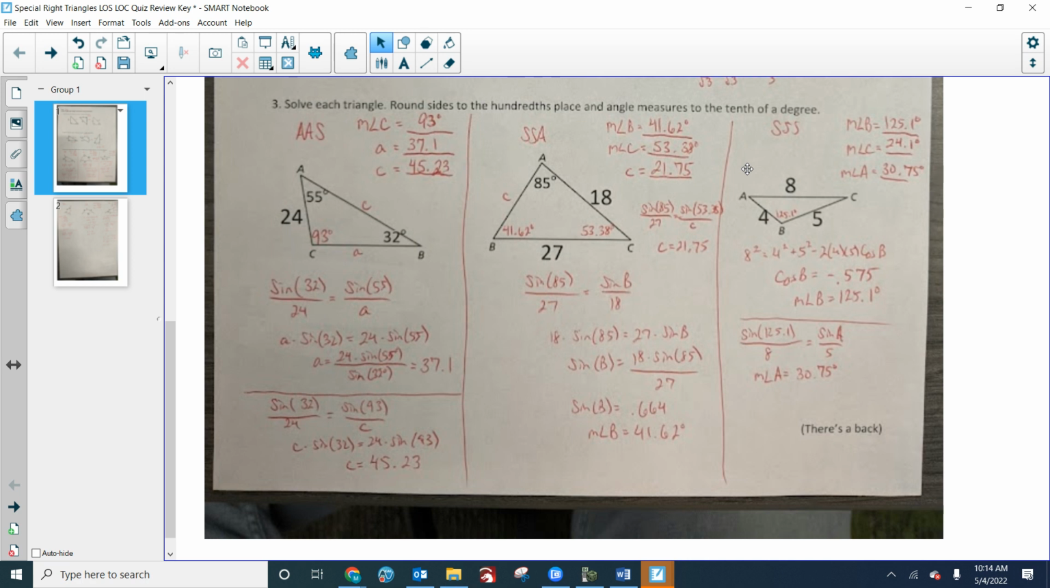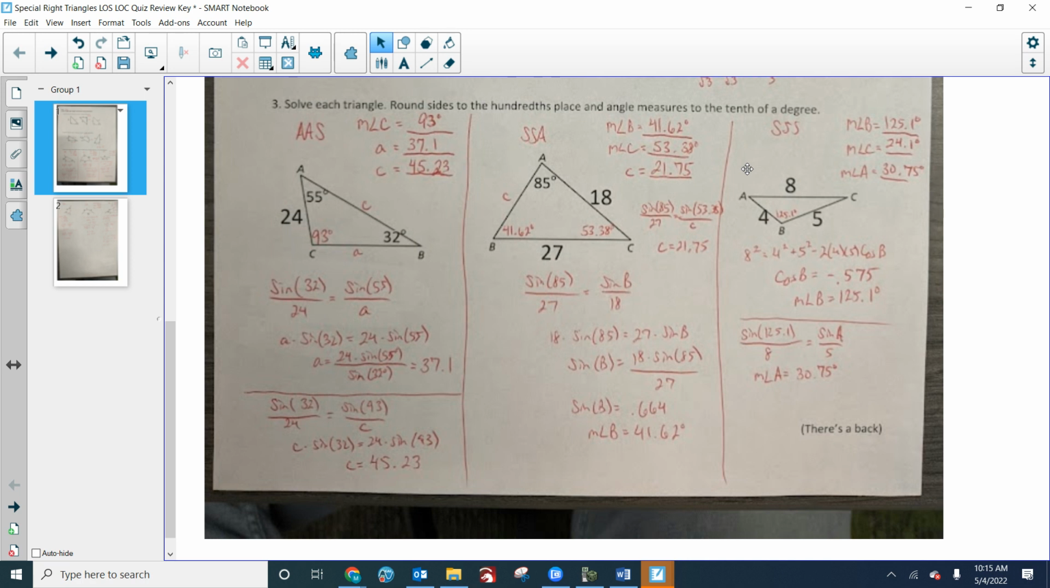If you want to write yourself a quick note, if you're doing SSA, the bad word, what do you have to find first for this one? For this center one right here, you had to find angle B first, right? Now, could it have been the ambiguous case? It could have. You should have been thinking that in your head. There could be 2 triangles. I need to make sure that I consider that.